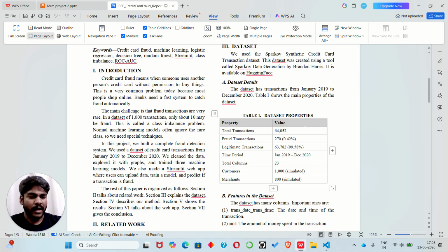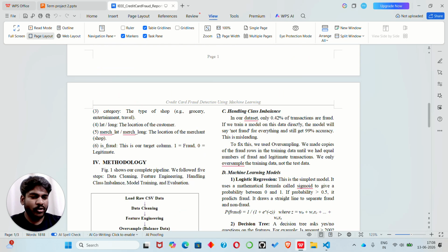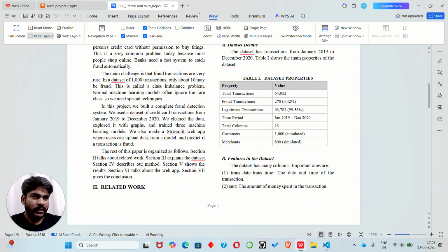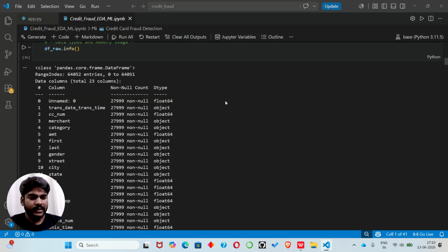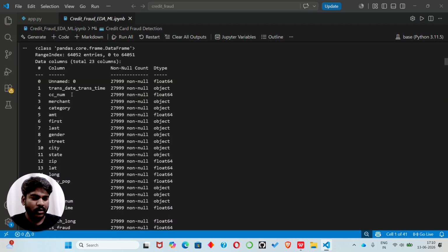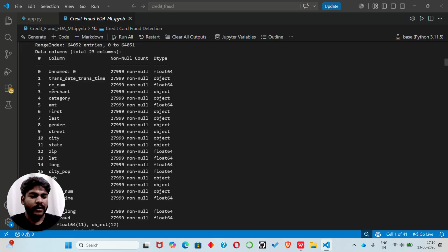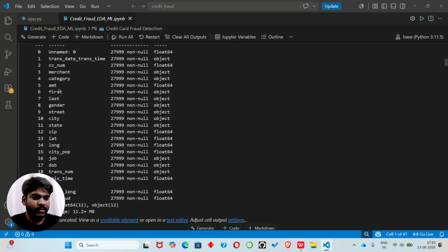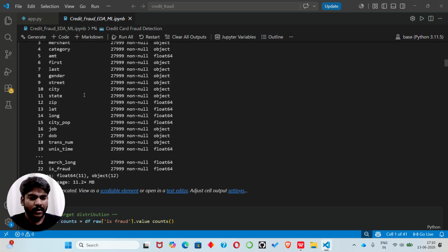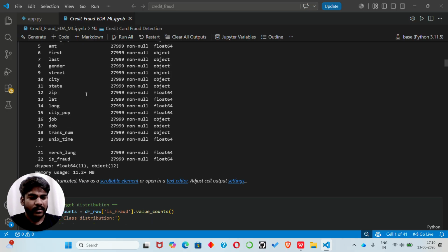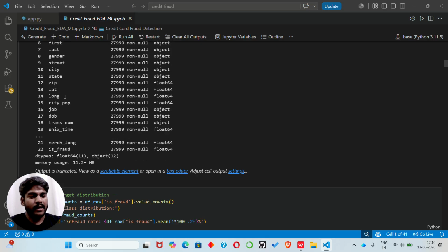Here the important columns are the transaction amount, which is the amount column, the transaction date and time, the merchant category like groceries or shopping, the customer location as latitude and longitude, and the merchant location. Our target column is fraud, where one means fraud and zero means legitimate.